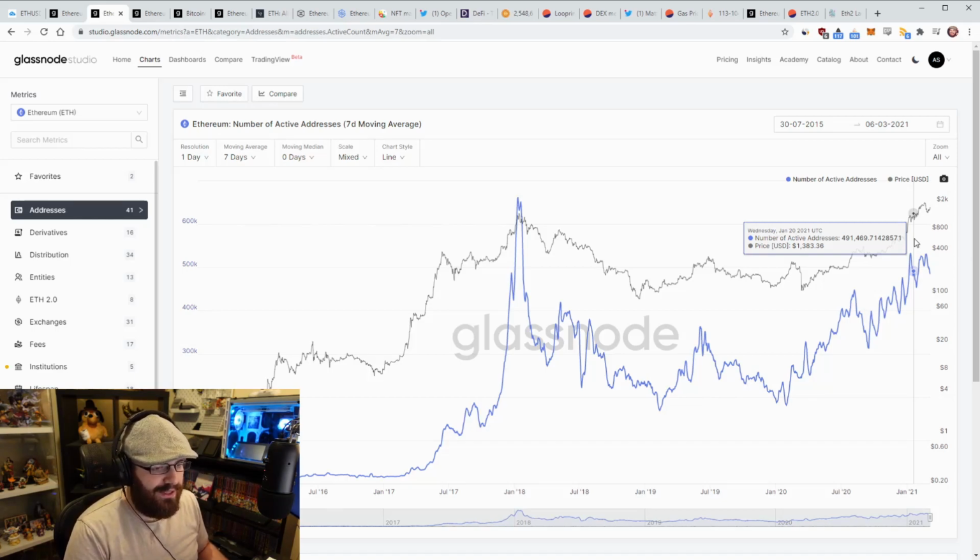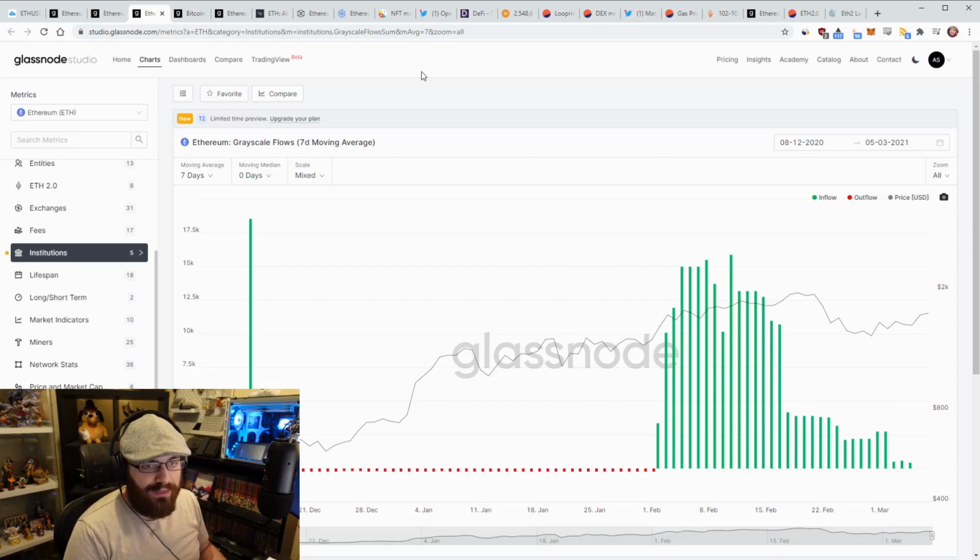So definitely a metric that I like to keep track of, but not something that I use as an active trading signal. So, Ethereum's Grayscale inflow. For those who don't know, Grayscale runs a bunch of different funds where people can buy in and get tax advantages for doing so. They had a very, very big February, as you can see here.